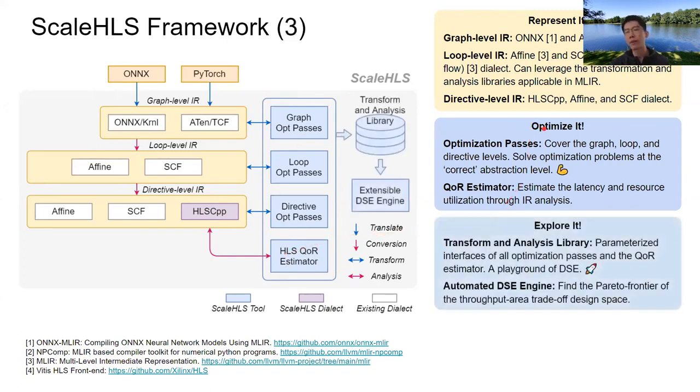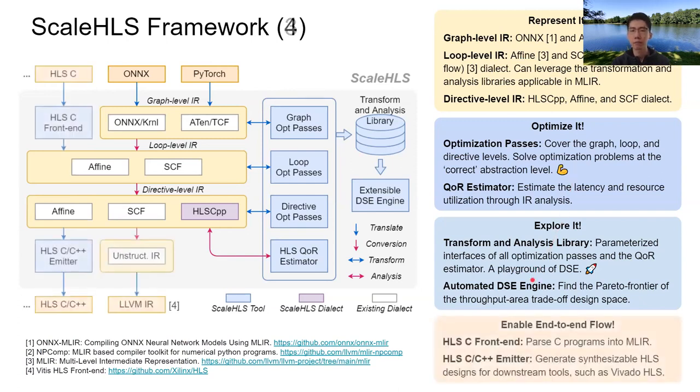And on top of the optimization of ScaleHLS, naturally, we hope to build the design space exploration. So here, we first parameterize all of the optimization processes and package them into what we call a transform and analysis library. And this becomes a perfect playground for design space exploration. And on top of the library, we design an automated DSE engine, which can find the Pareto frontier of the throughput-area trade-off design space.